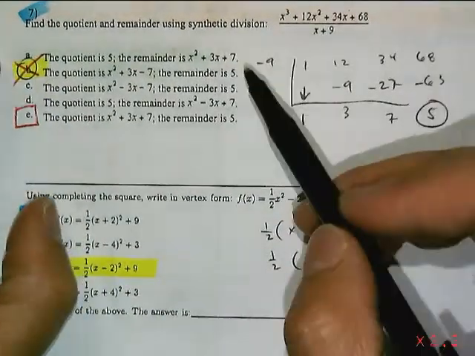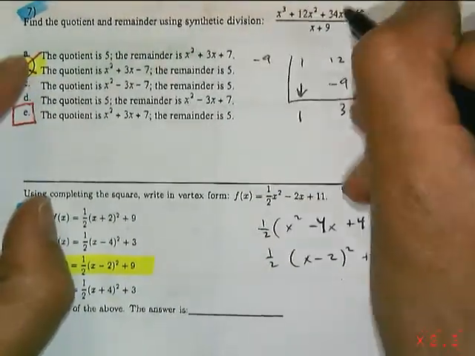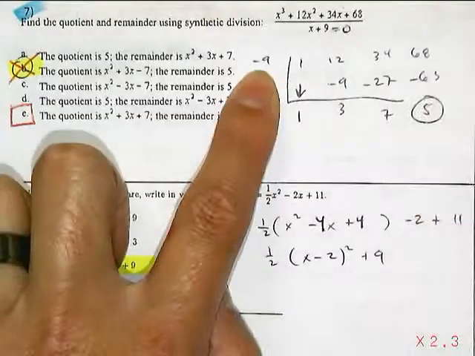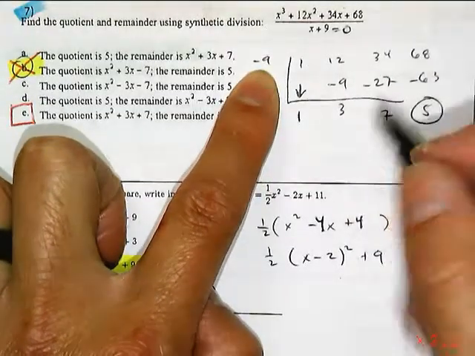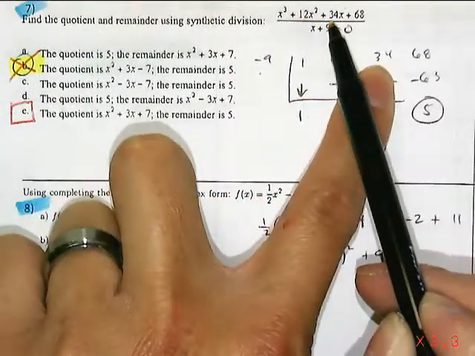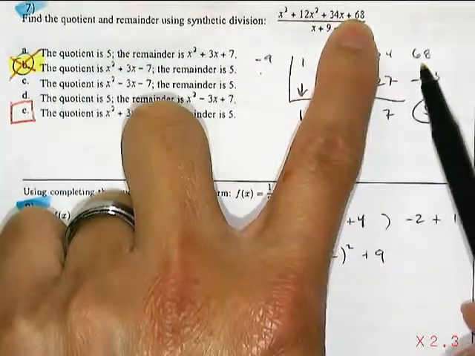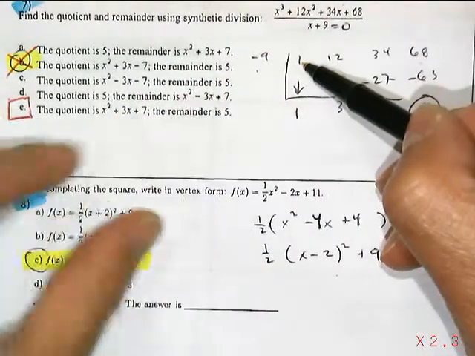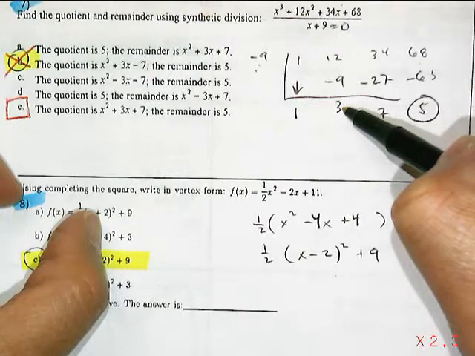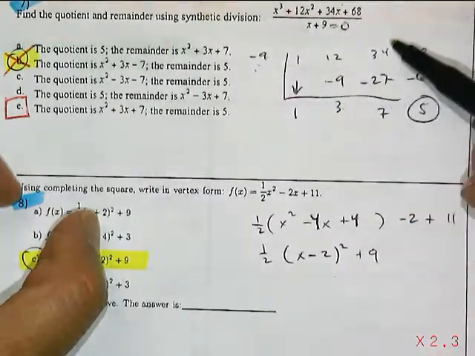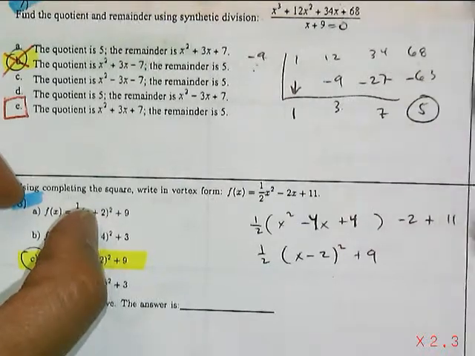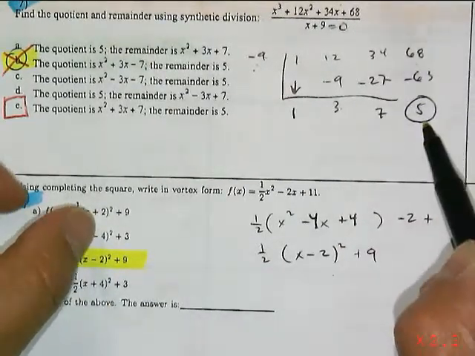This is through synthetic division. If x plus 9, you set it equal to 0, then x is equal to negative 9. And that's why I write the negative 9. So I'm showing you synthetic division. I have the coefficients 1, 12, 34, and 68. First one you always bring down. Then you multiply. Then you add, which gives 3. Multiply. Then add. Multiply. Then add. This last one is your remainder.